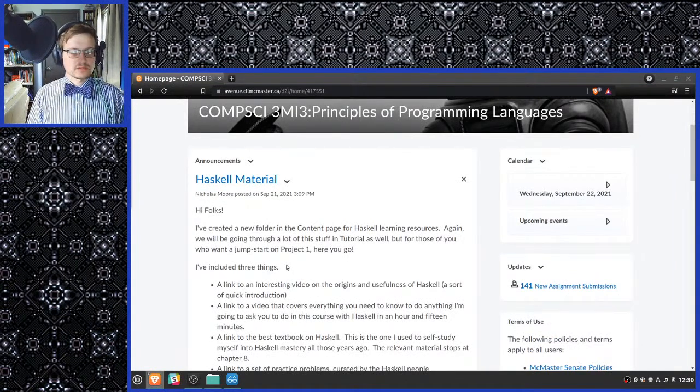So, with respect to announcements, I posted some extra resources that should help get you started with Haskell programming. And I'd just like to review that information before we get into our lecture today.